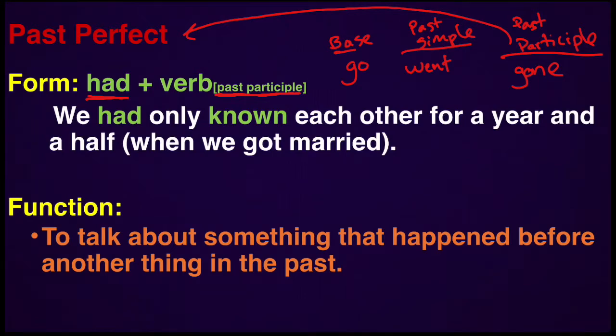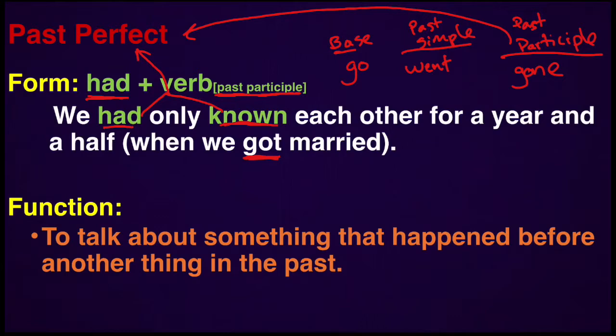So when we look at the example sentence, we had only known each other. So had and known, that's the past perfect. These two together are forming the past perfect. So we had only known each other for a year and a half, and then I added when we got married. So when we got married, if you look here, to get married or got married, this is the past simple form.